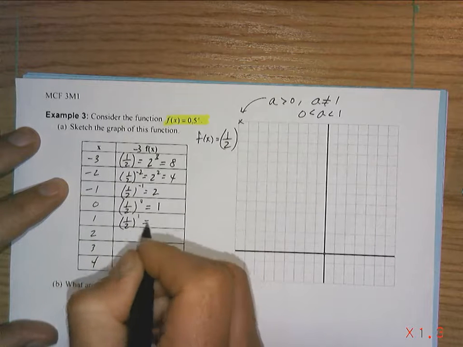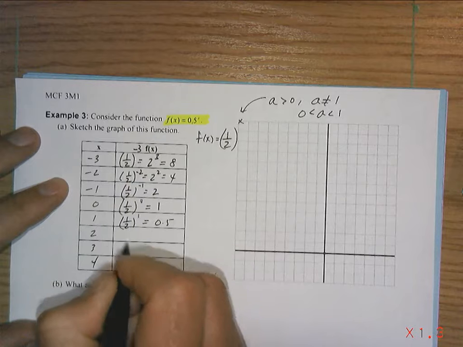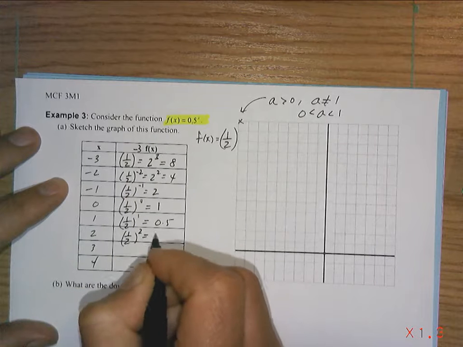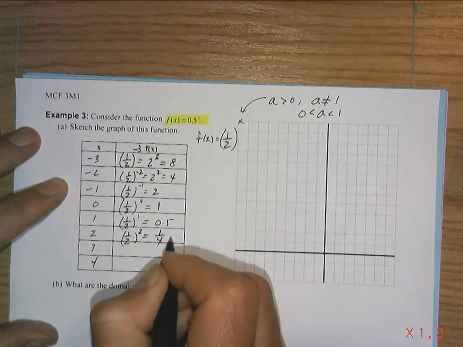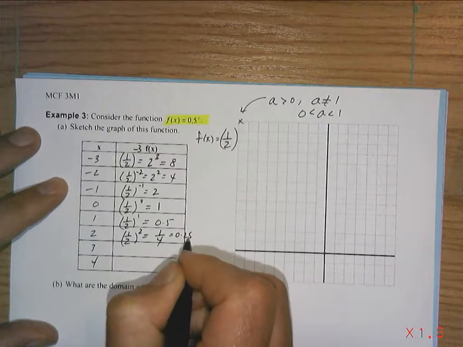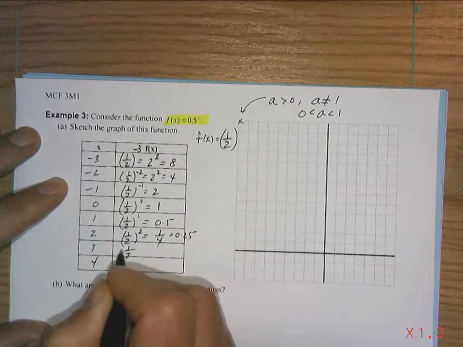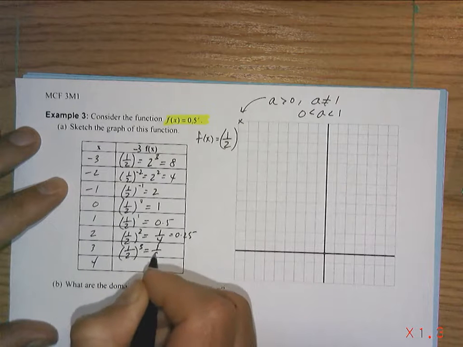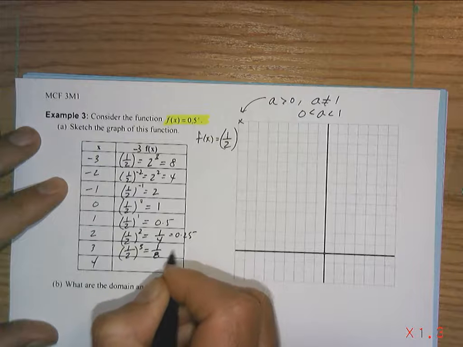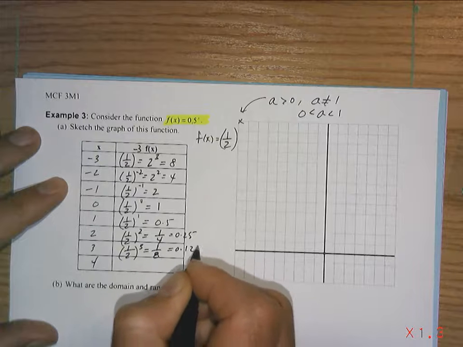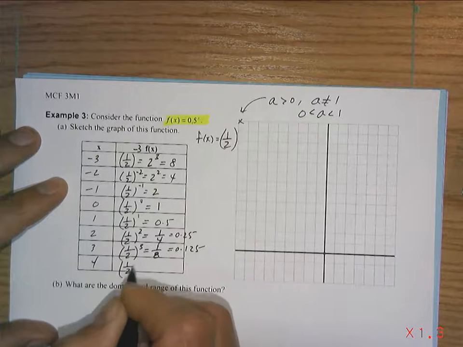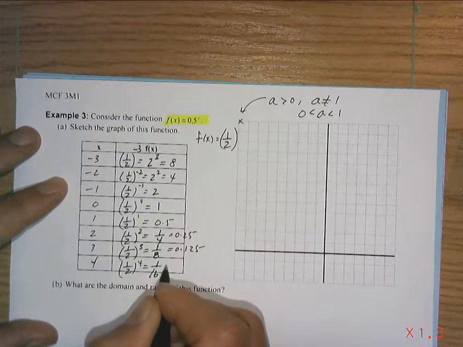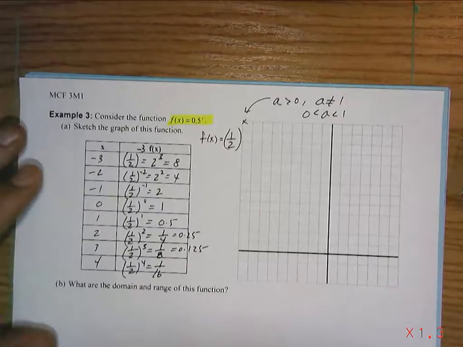(1/2)^1 is still 1/2, or 0.5. (1/2) squared is square the top, square the bottom. It's 1 over 4, which is 0.25. (1/2)^3 is 1 over 8, 0.125. And 1 over 2 to the 4 is 1 over 16, which is half of that one.